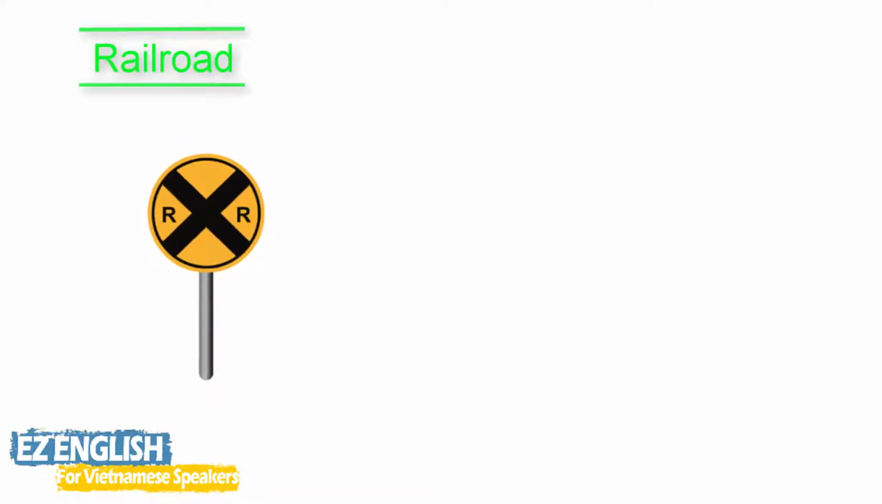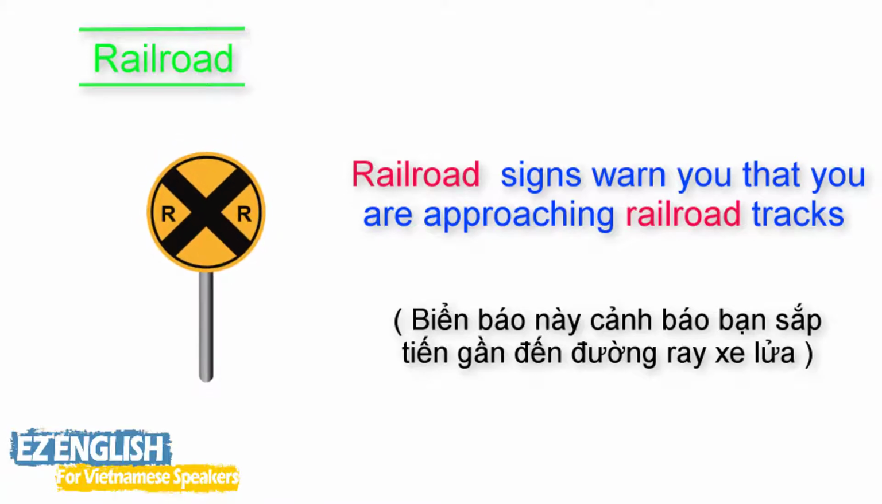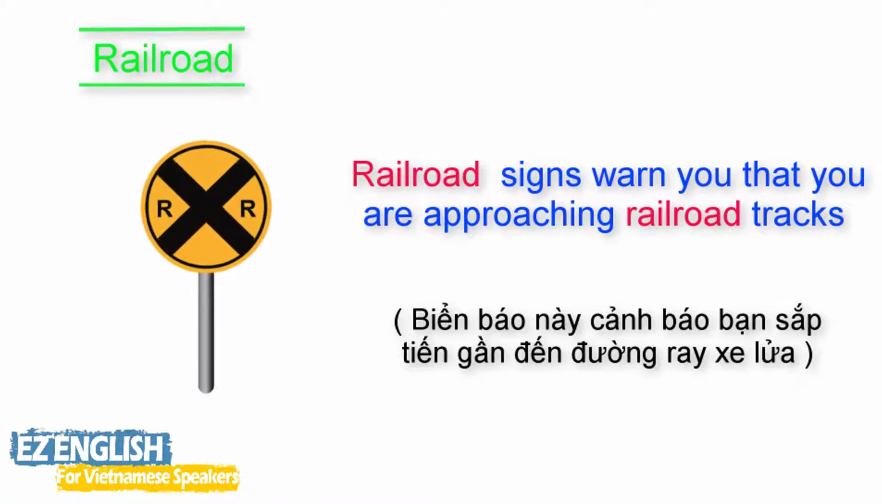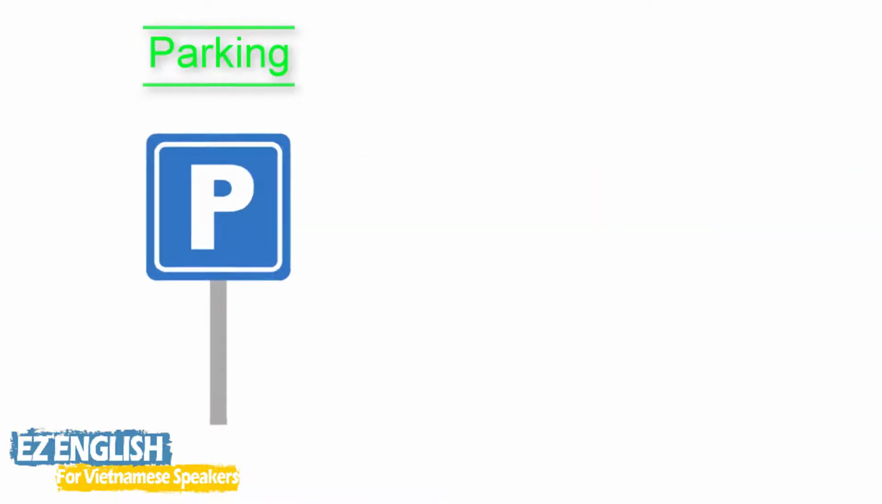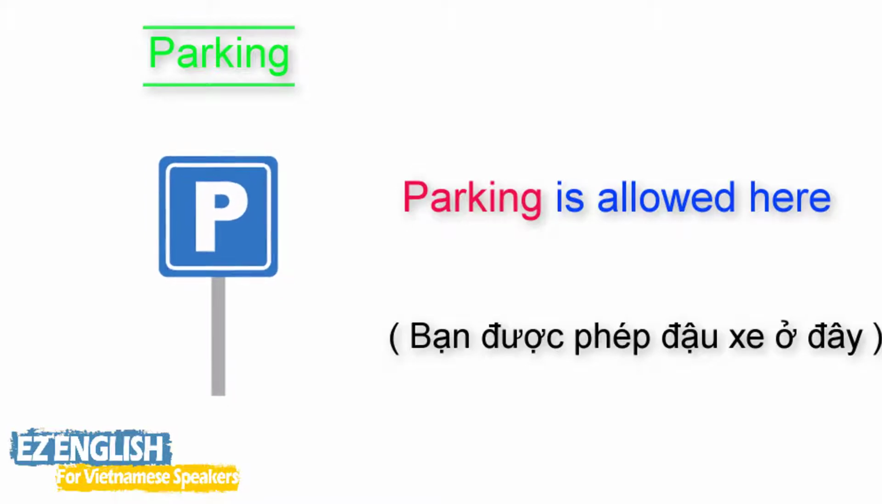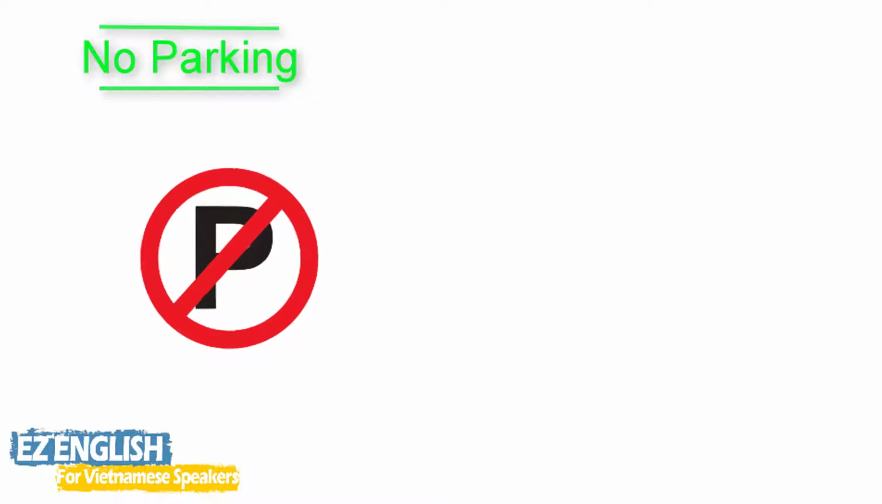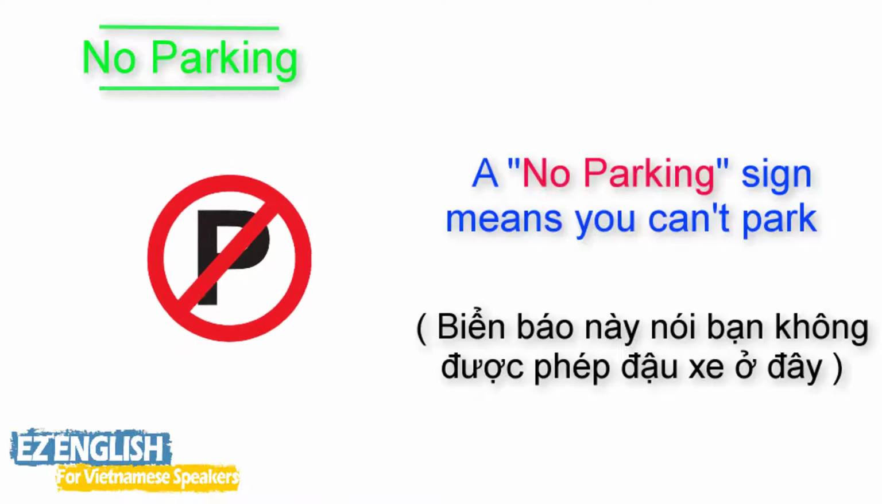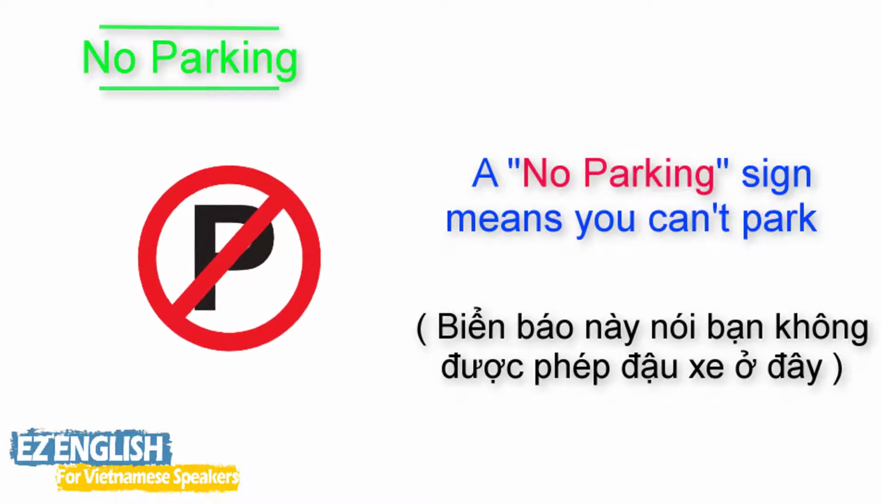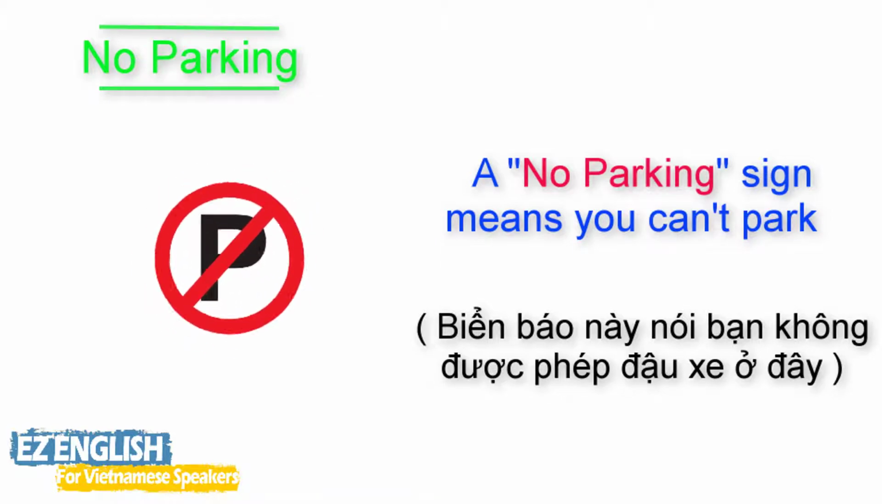Railroad. Railroad signs warn you that you are approaching railroad tracks. Parking. Parking is allowed here. No parking. A no parking sign means you can't park.